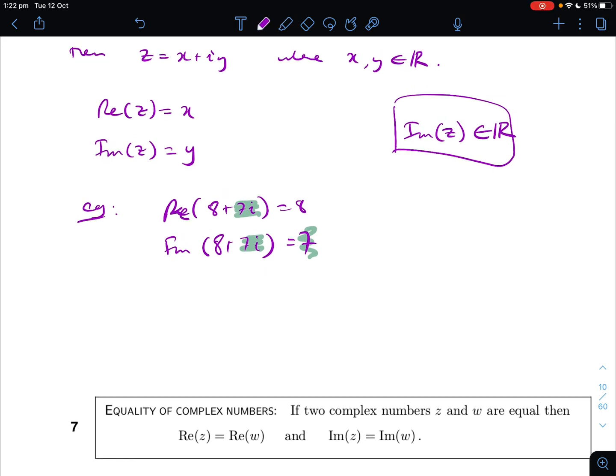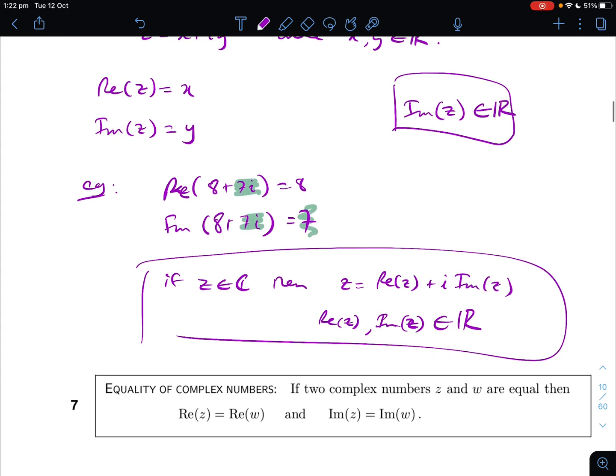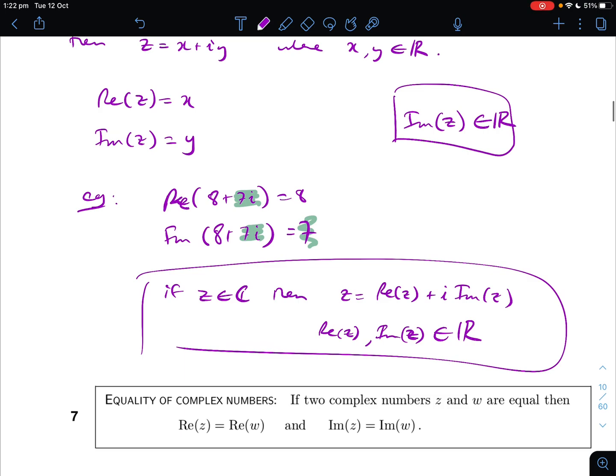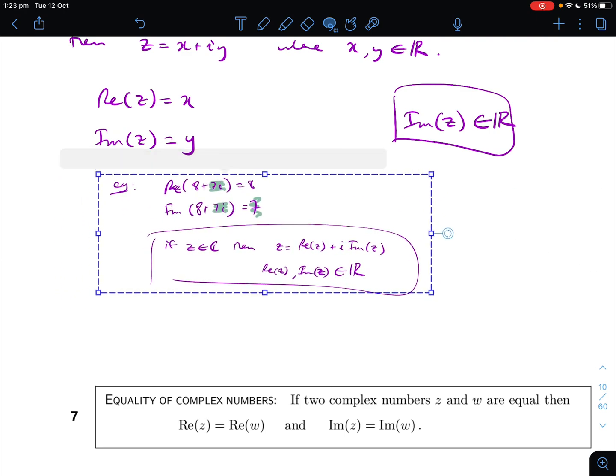And so sometimes that's written where if z is complex, then z equals the real part of z plus i times the imaginary part of z, and the real part of z and the imaginary part of z are both real. I'm not very good at writing the blackboard bold C, but if z is a complex number. Okay? I might just shrink this slightly because that's kind of obvious from the definitions up there.